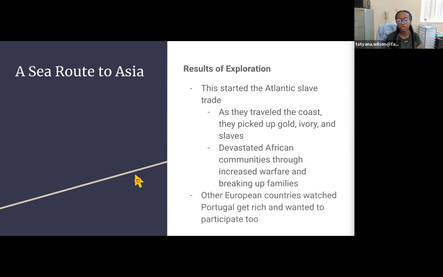Other European countries are going to watch Portugal. So another result of Portugal exploration is that other European countries are now going to start exploring as well, because they want to get rich. They want to do what the Portuguese do. And now, obviously, everything's going to get worse.